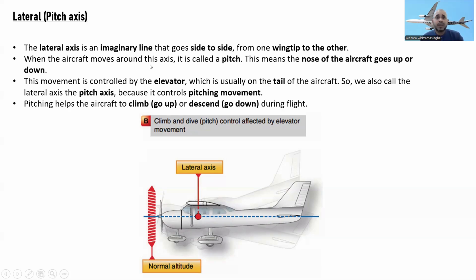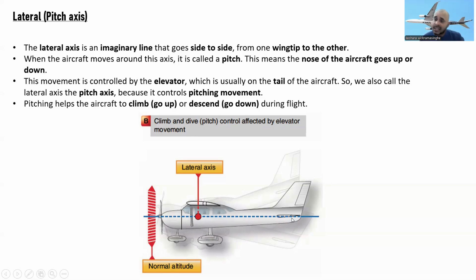When the aircraft moves around this axis, it is called pitch. This is the axis and the aircraft is moving like this. This means the nose of the aircraft goes up or down. This movement is controlled by the elevator, which is usually on the tail of the aircraft.